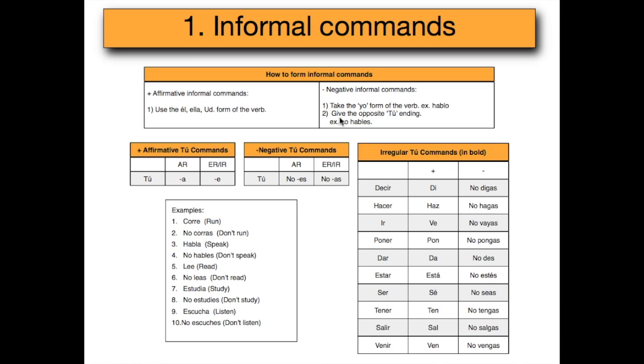Step 2, after I have my yo form of the verb, I want to give it the opposite ending. So for example, I would say no hables. The es is the opposite ending. So instead of an ar ending, we're giving it an er or ir ending. Okay, and that's demonstrated down here in this table. So we could say no hables. If the verb were comer and I wanted to say don't eat, I would say no comas.